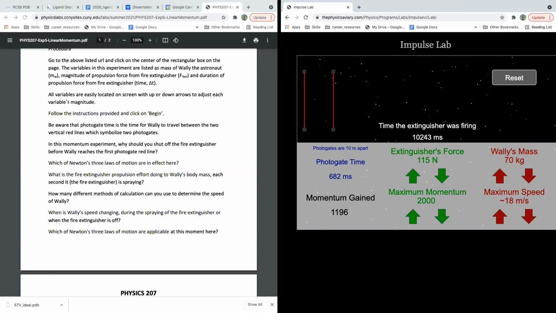Newton's first law is an object won't change its direction of motion unless a force acts on it. Yeah. Second: force equals mass times acceleration. Correct. That's the third law.